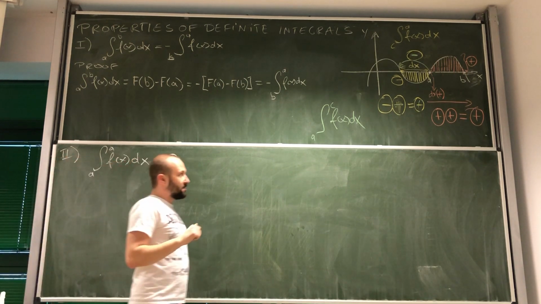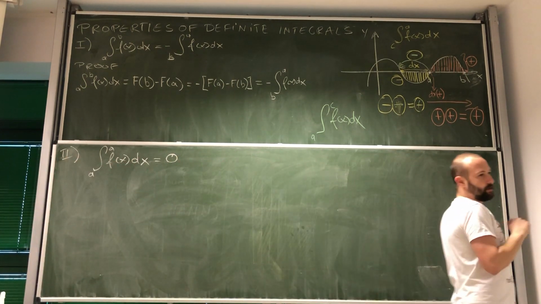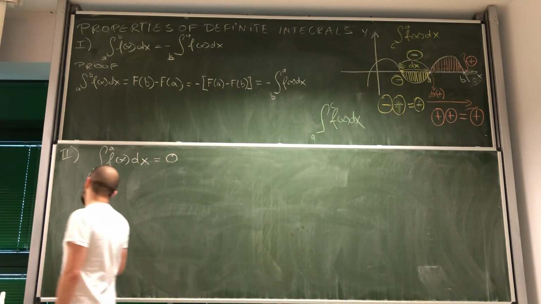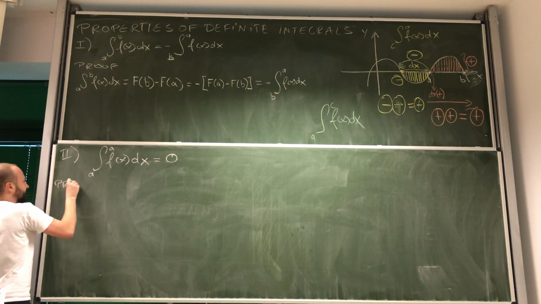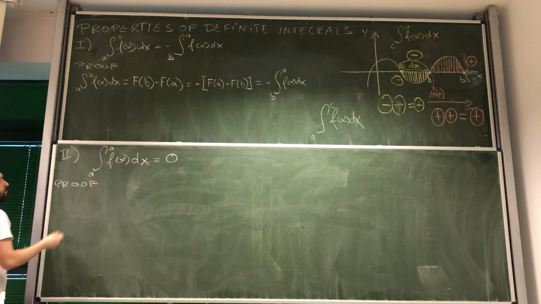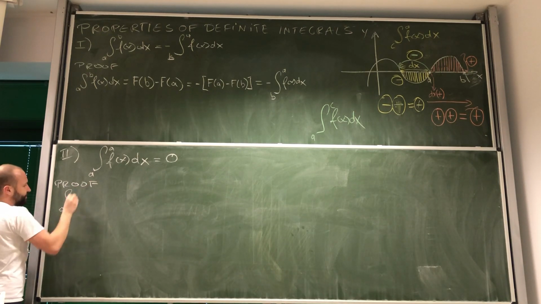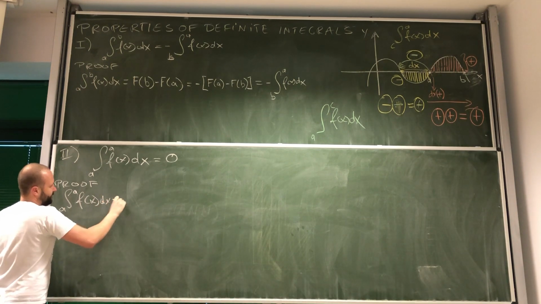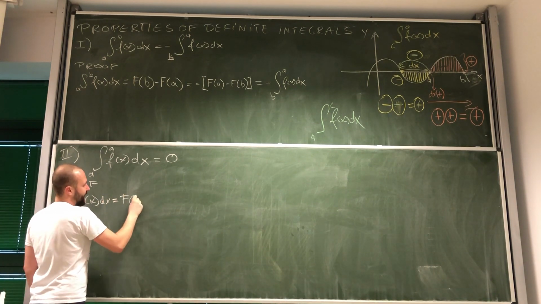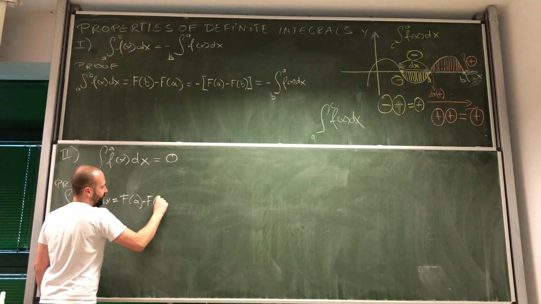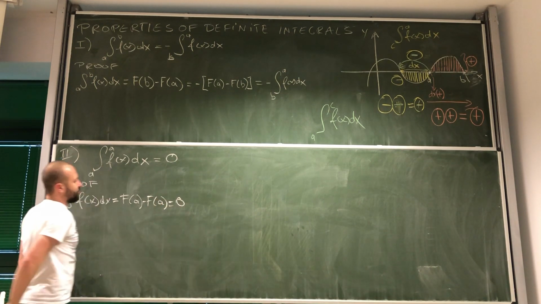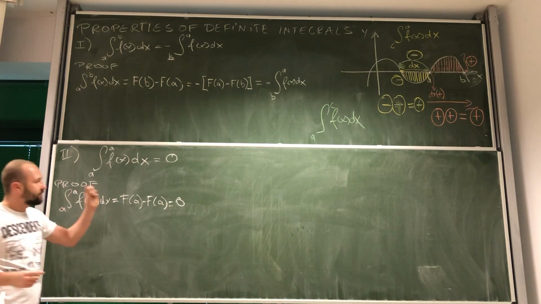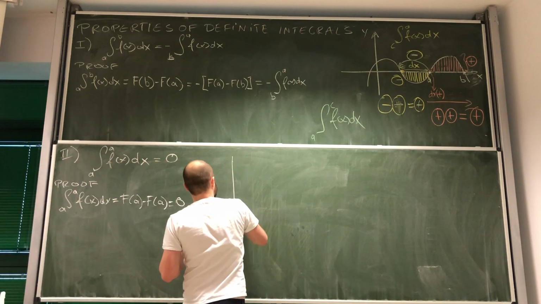Okay, another rather puzzling result. Well, first, again, let's start with the proof. The proof is, again, extremely easy. Again, we can use the definition once more. By definition, this is going to be f of a minus f of a, which of course is 0. So the rule definitely works. But how is it possible? Okay.